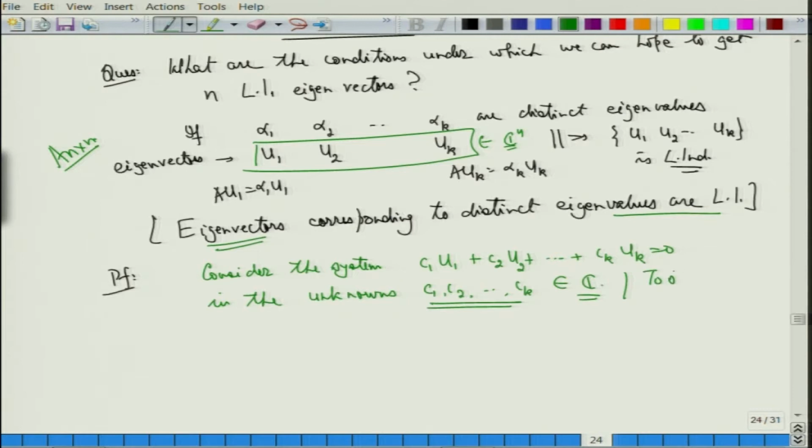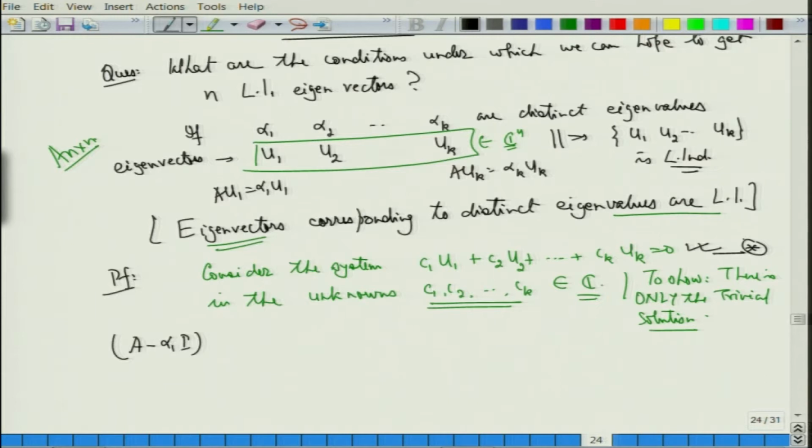To show there is only the trivial solution, all right. So what we can do is multiply this vector equation by certain matrices. Let us try to multiply this by something. I want to multiply this starred equation by, say, A minus alpha 1 I. If I do that, what do I get? On the left hand side, I will get this times 0, which is 0.